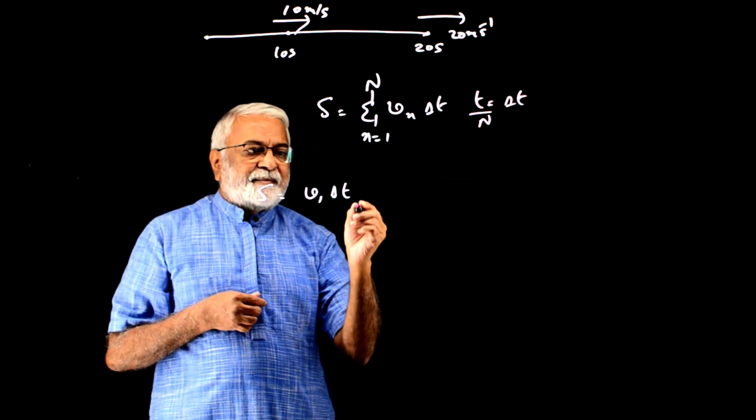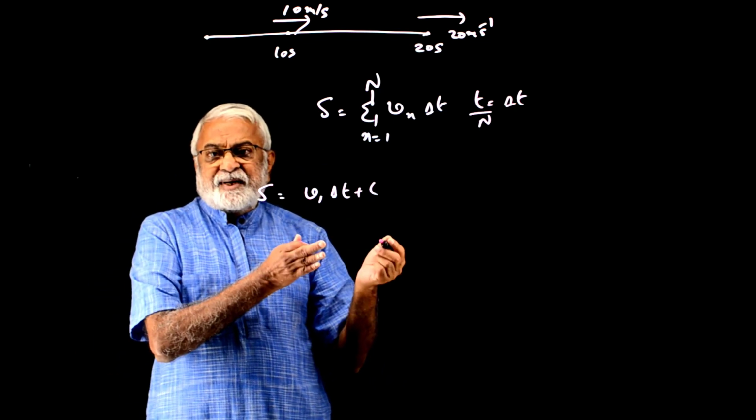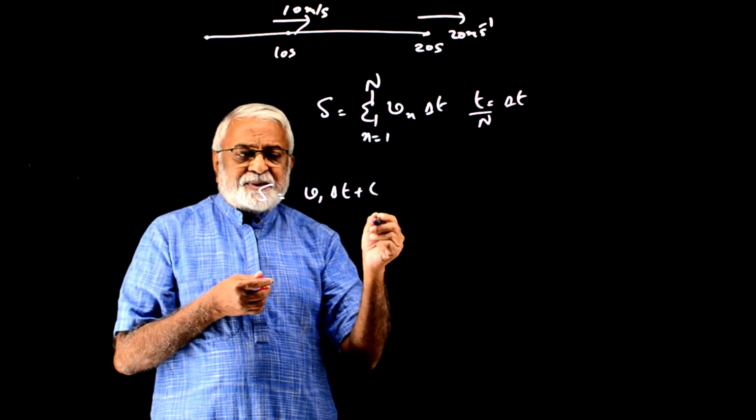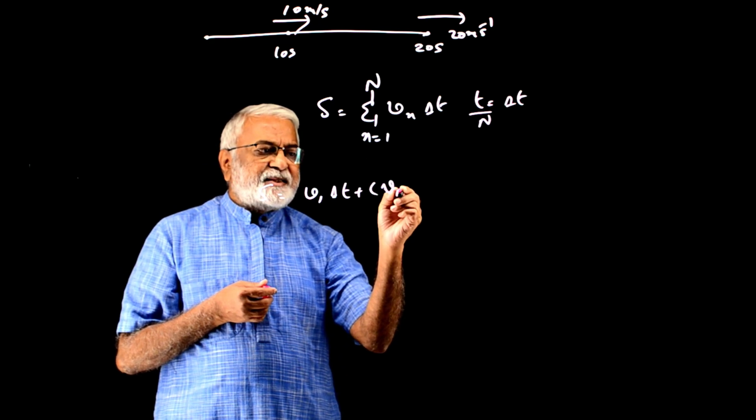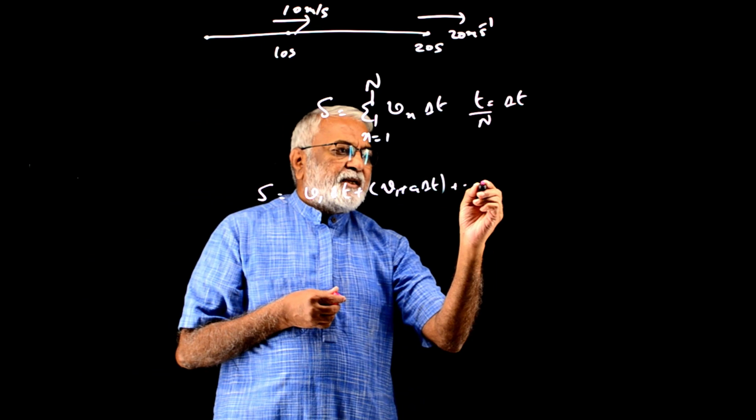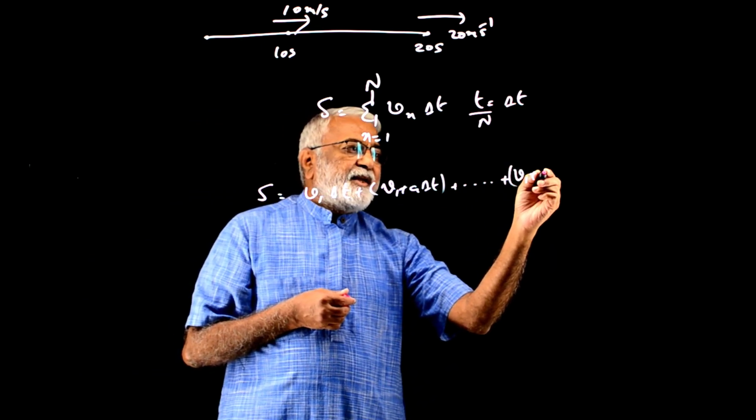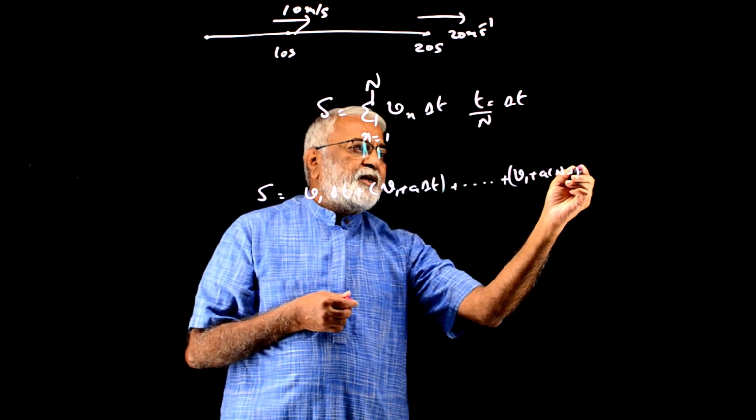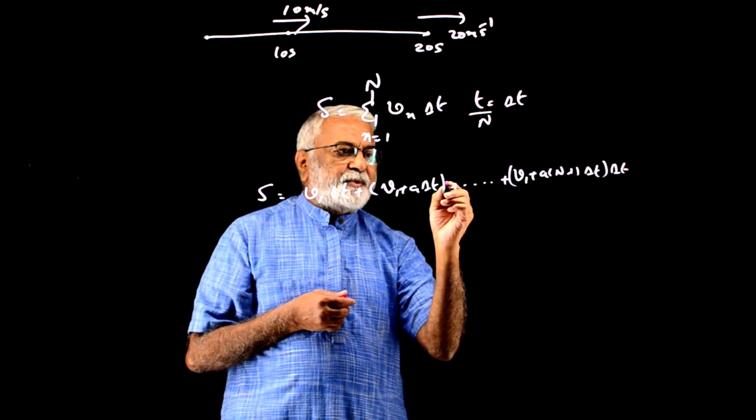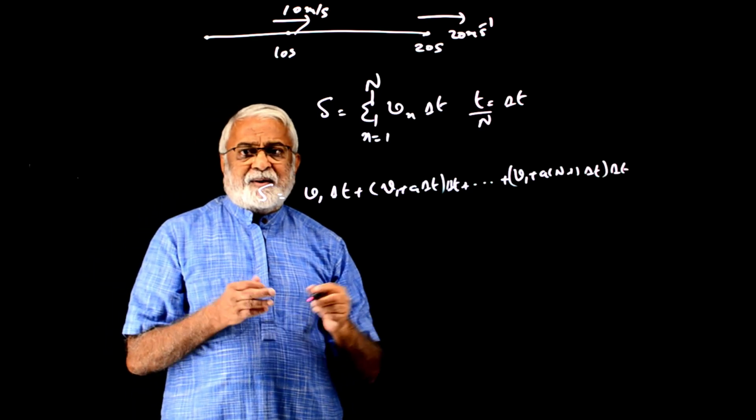So this is v1 delta t, plus the velocity increases by a delta t in the interval of delta t, right? Let's say this a is 1 meter per second squared here, but let's put it as it is, a delta t. Plus, if you go on, the velocity will be v1 plus a into n minus 1 delta t, into delta t. Sorry, there should be delta t here. This is the sum of n terms.